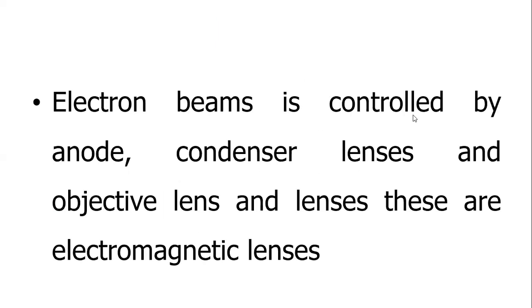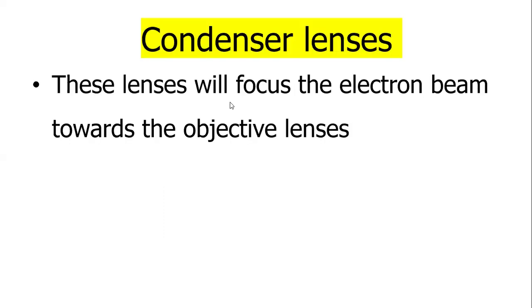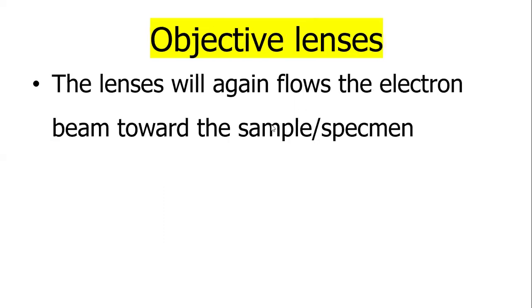The electron beam is controlled by the anode, condenser lens, and objective lens. These are electromagnetic lenses. The condenser lens will focus the electron beam towards the objective lens. The objective lens again focuses the electron beam toward the sample specimen.